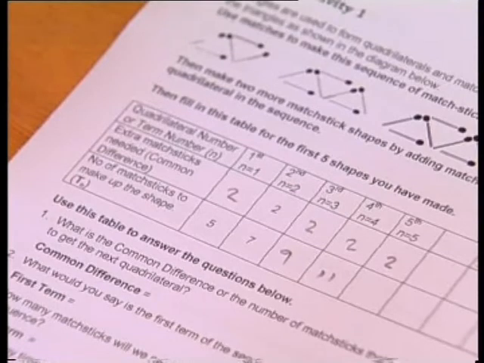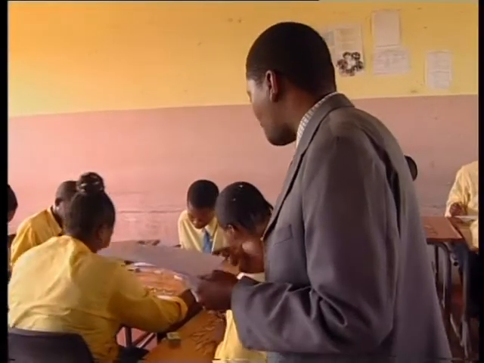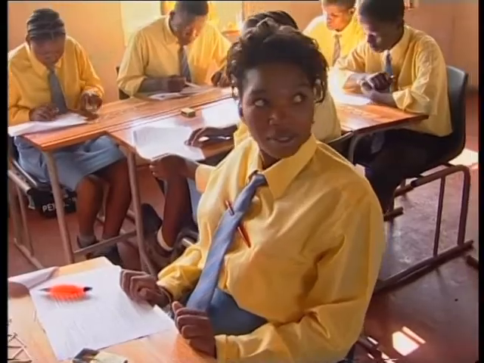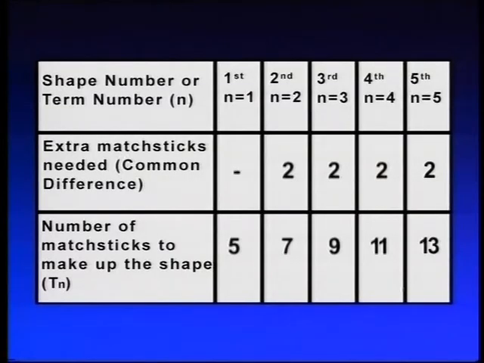From the table, we see that to make each additional shape, 2 matchsticks are added. This is known as the common difference. The teacher goes through the table with the learners. How many matchsticks did you use to form the second quadrilateral? 7 matchsticks. How many extra matchsticks are needed to form the third quadrilateral? 2 matchsticks. And the number of matchsticks used to make up the shape of the third quadrilateral? 9. To the fourth quadrilateral, the extra matchsticks needed?